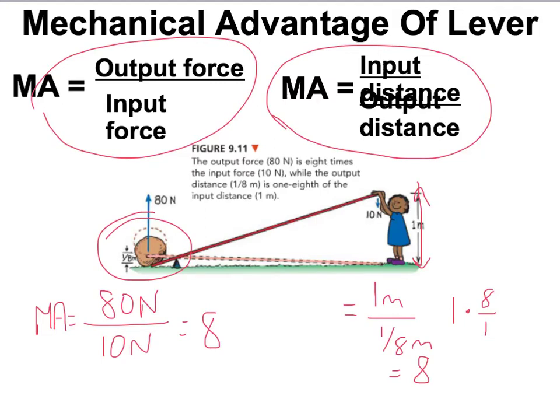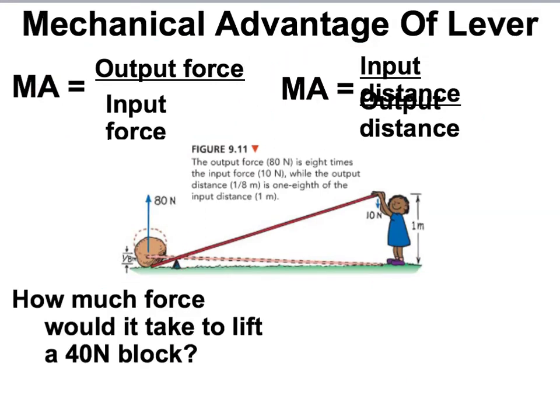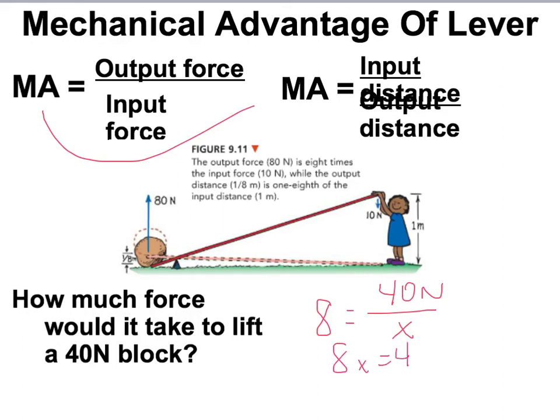Let's use our mechanical advantage to try another example. What if you were using this same lever, but now you were lifting a 40 Newton block with it? How much force would it take? Well, we would use this formula. We know that our mechanical advantage is 8, so we'd put 8, and we want to know what's the input force. We know that the output force is 40 newtons. So by shuffling this around and multiplying both sides by x, we get 8x equals 40 newtons.